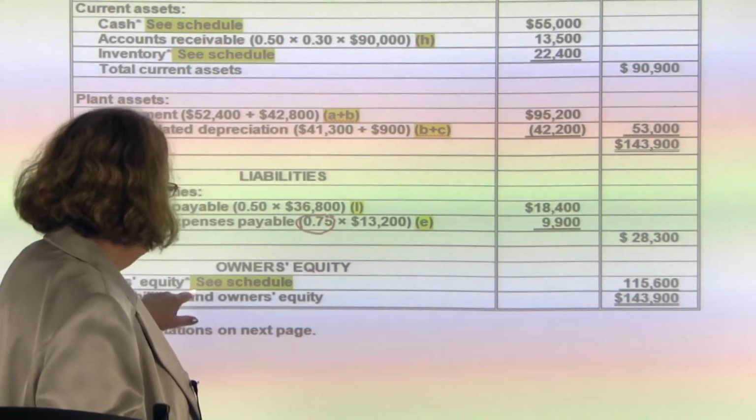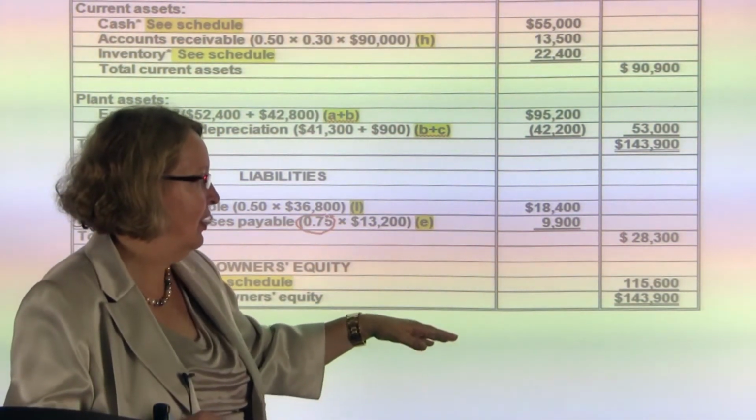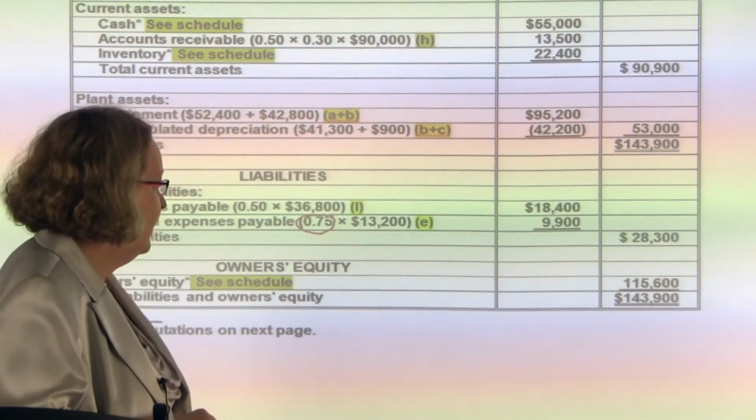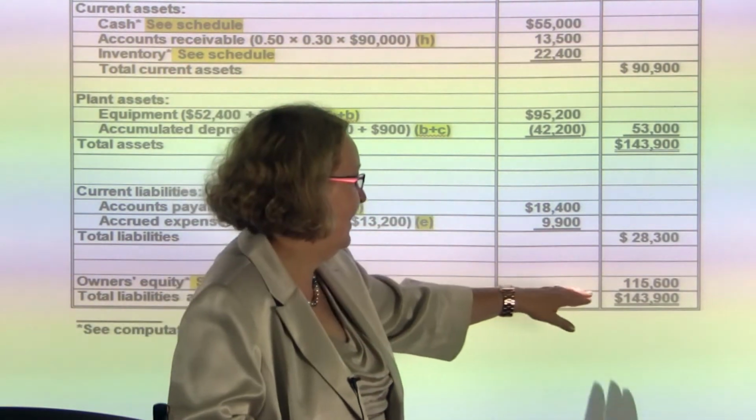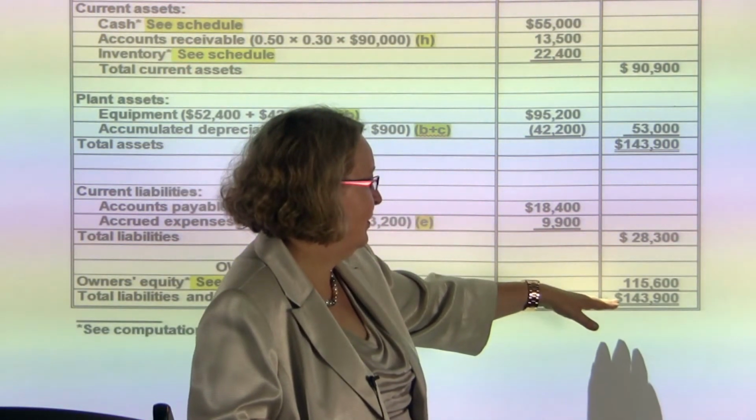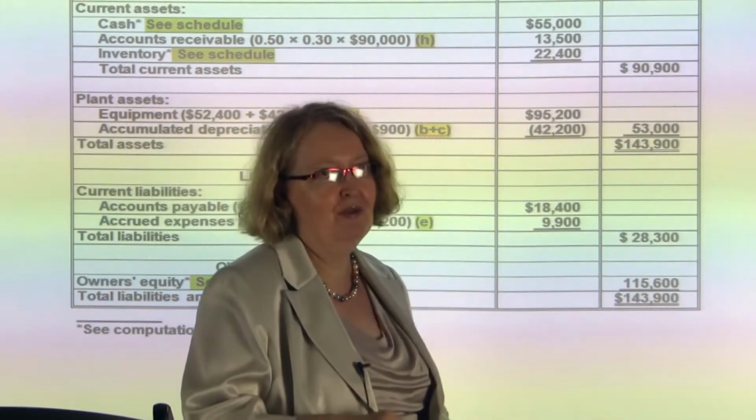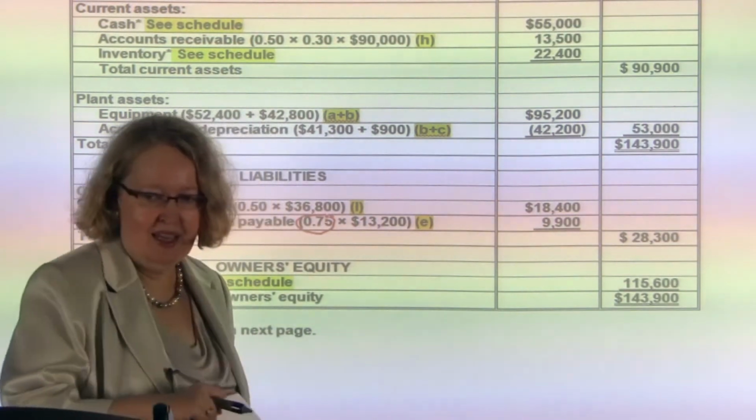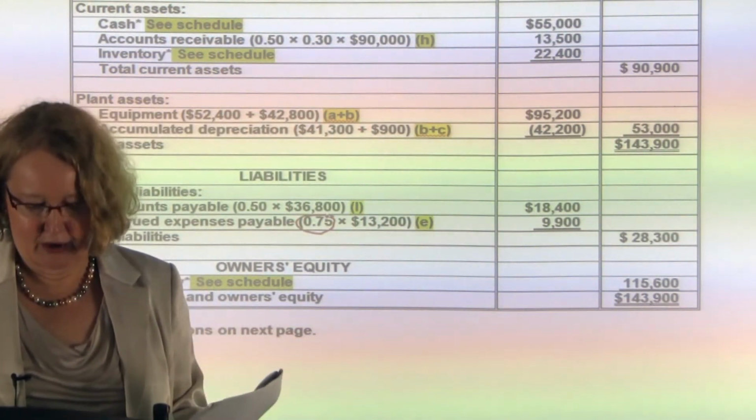Finally, the owner's equity, we just calculated that, and that came from the schedule, 115,600. And of course, your balance sheet must balance. So if you've done this correctly, your totals here for your liabilities and owner's equity must equal the 143,900 for your assets. So that's an overview of how we come up with our balance sheet.